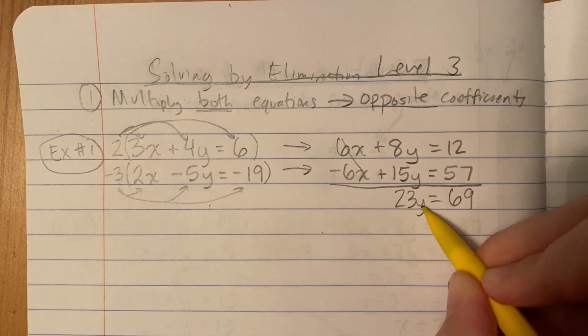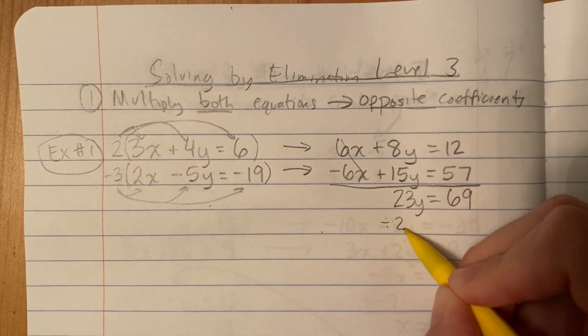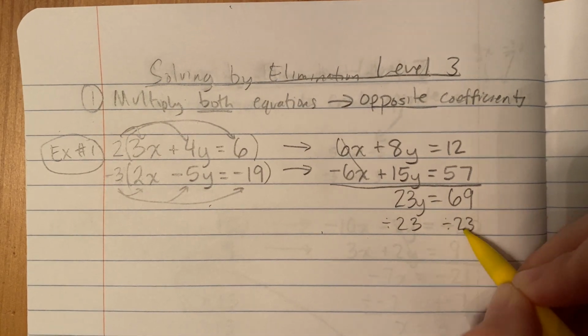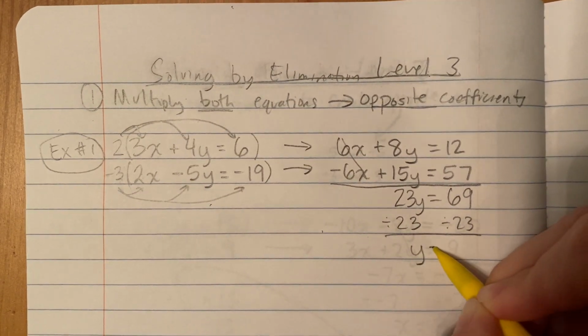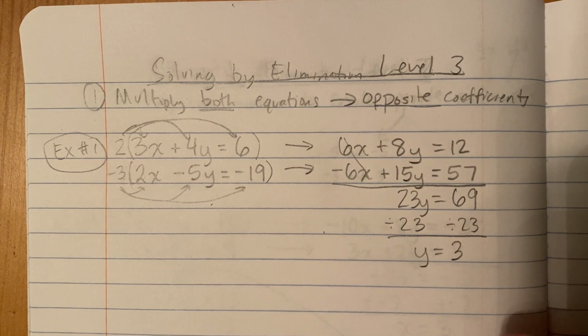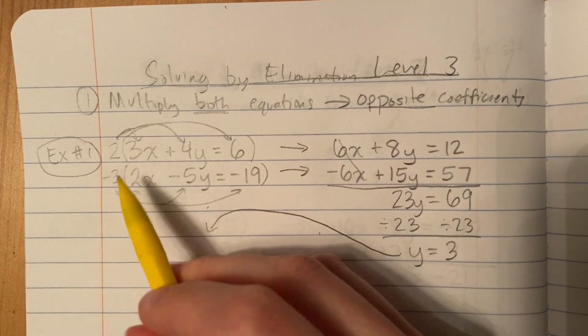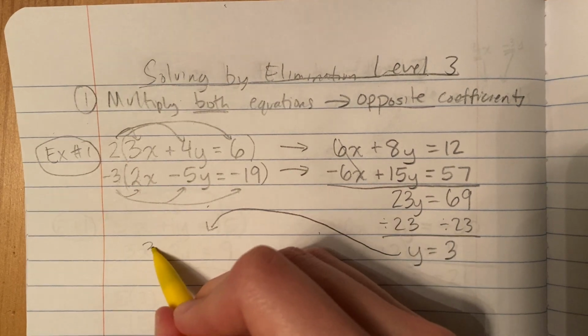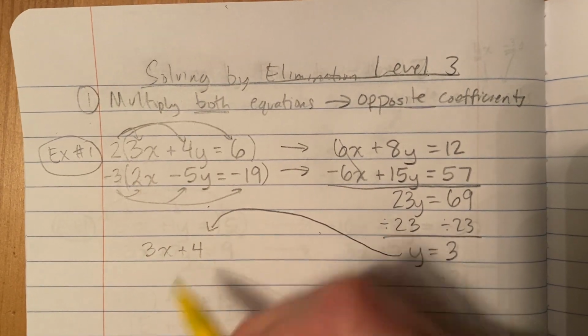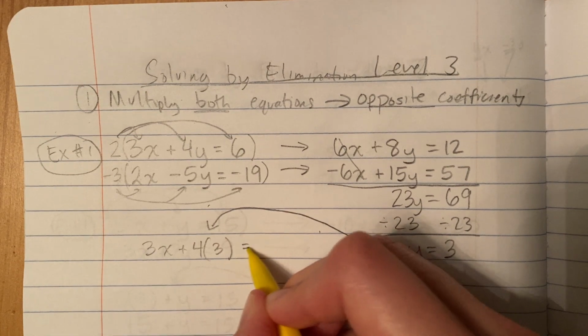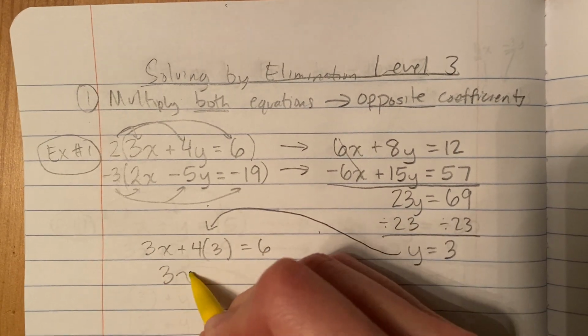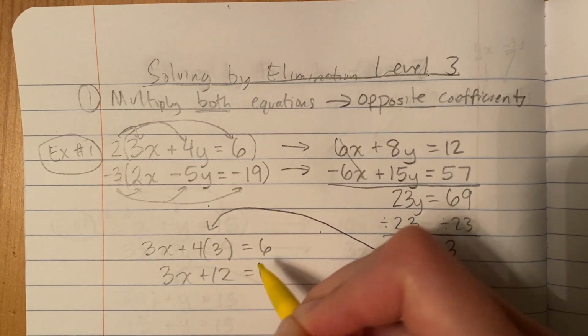And now I have 23 times y, so I'm going to do the opposite. I'm going to divide. I get y equals 3. Okay, now same deal, I'm going to go back and plug in to find my other value, right? And I'll just use this top equation. So 3x plus 4y equals 6. And now I'm solving for x.